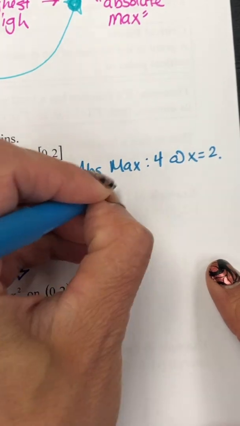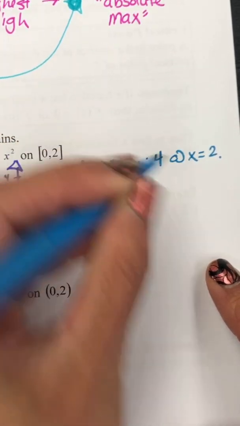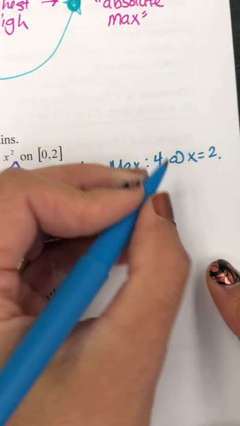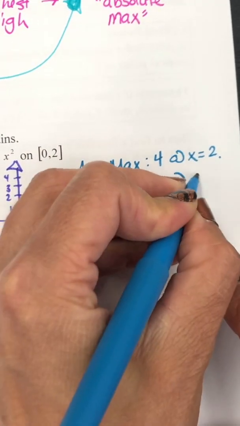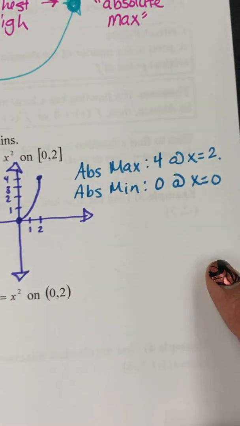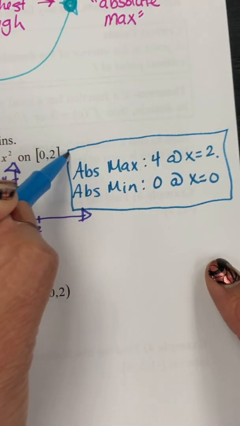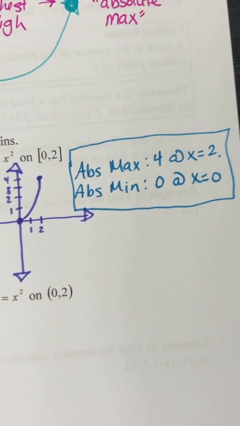And then the absolute min, well, the lowest low is the other endpoint. The lowest it's going is 0 at an x value of 0. So those are my absolute extrema. The highest high and the lowest low.